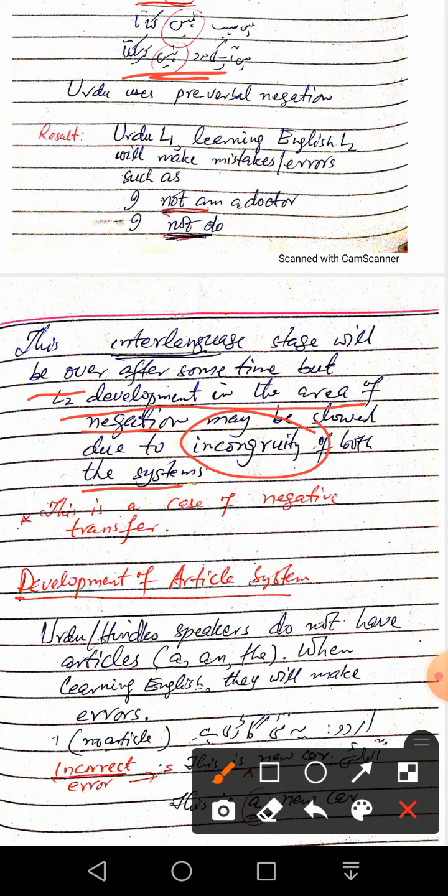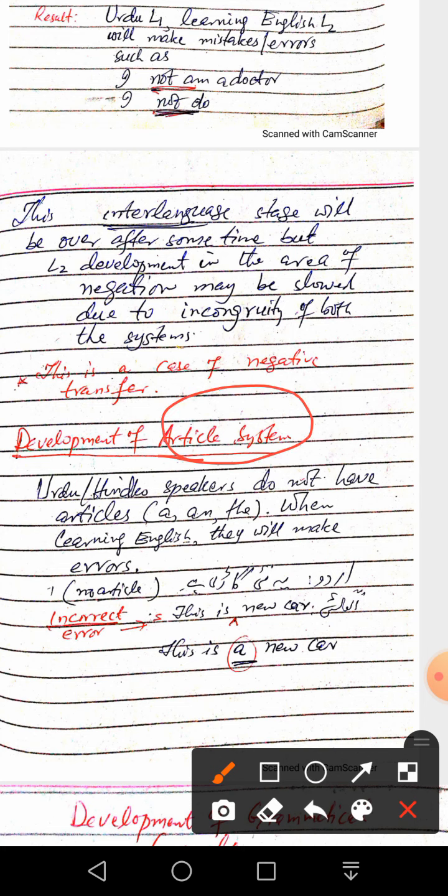You know, there is a difference between the article systems of two languages. Urdu or Hindko do not have any article system, that is, a, an, and the, while English has an article system. So it means there is a difference. Now this difference is going to be reflected in the development of the L2 article system. It means that while we are learning the article system of English, a, an, and the, we will take longer in this area, because both languages do not have the same system.